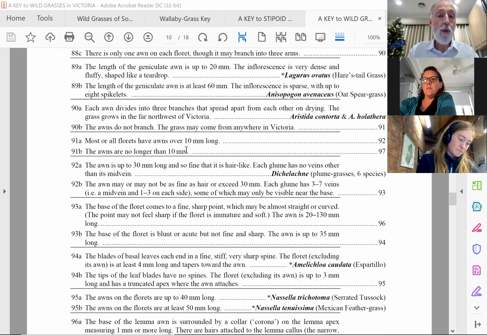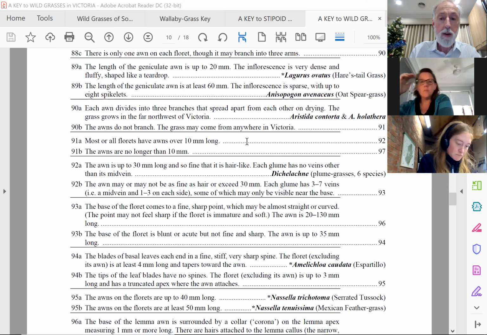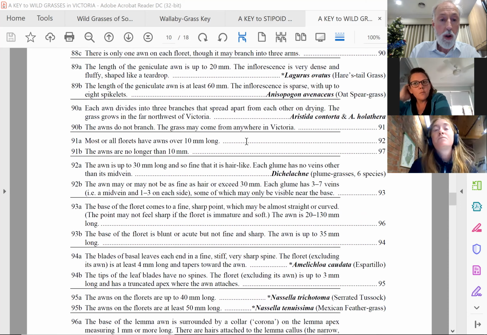91A says most Austrostipa florets have awns over 10 millimetres long, as opposed to the awns being no longer than 10 millimetres. Ours are obviously much longer. In fact, I was measuring 65 to 70 millimetres this morning. So I'm going to 92.